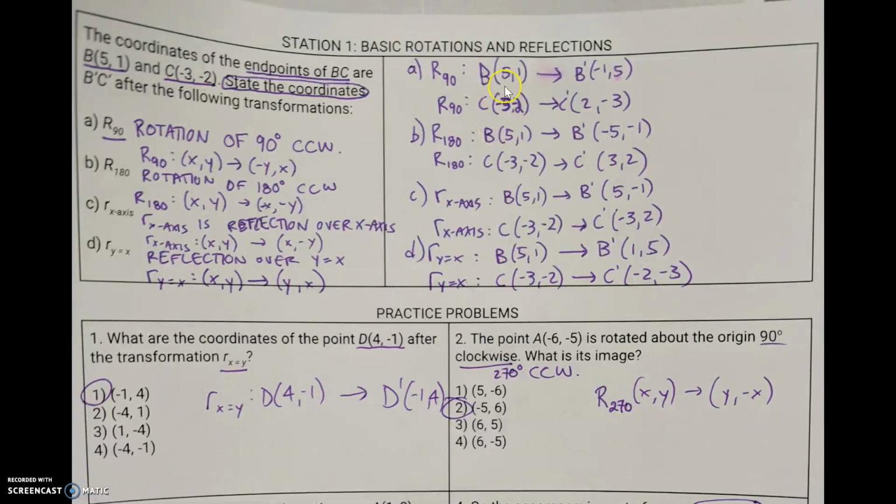Same thing happened with the rotation of 90 of C. -3 went to the back, stayed the same. -2 came to the front, changed. So that's the pattern that it is asking you to follow. That's the rule that it tells you. You can see the other rules that are here, and they're fairly straightforward. They're fairly similar to these other ones.